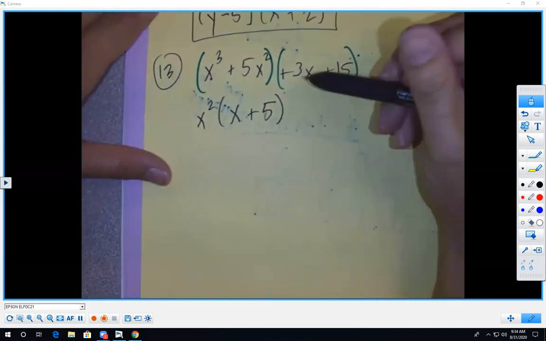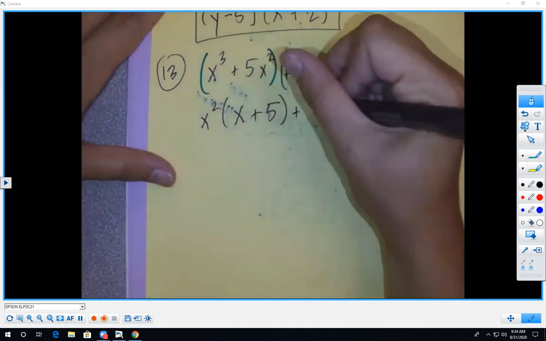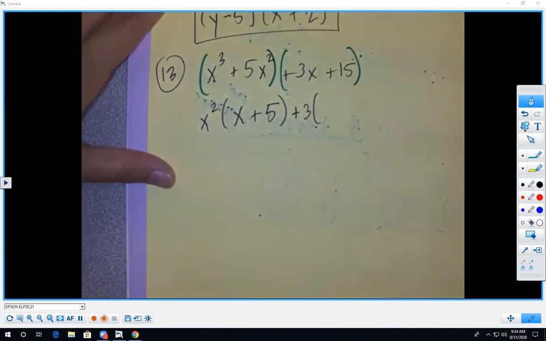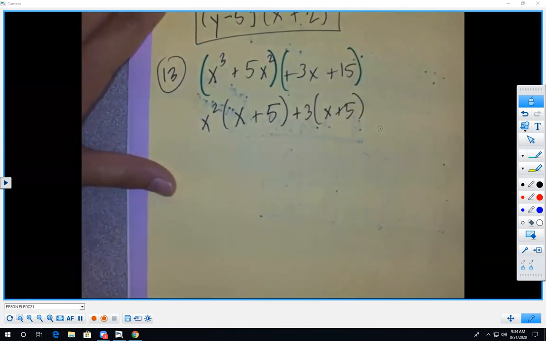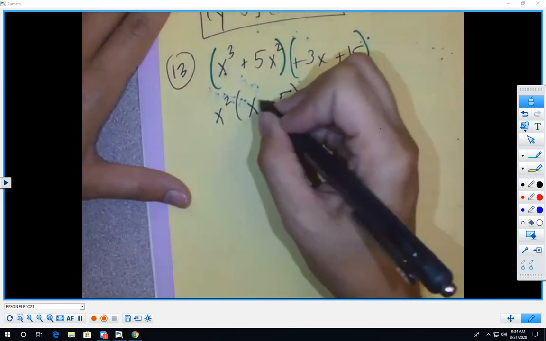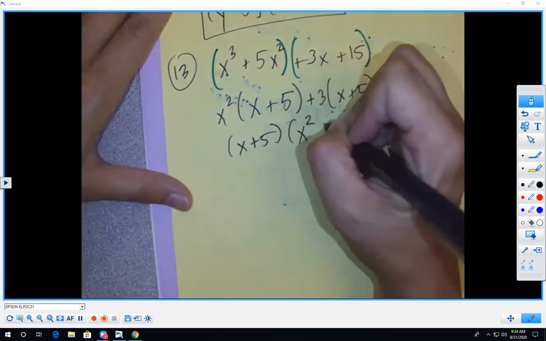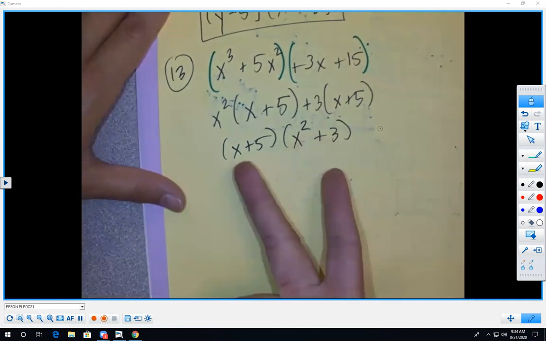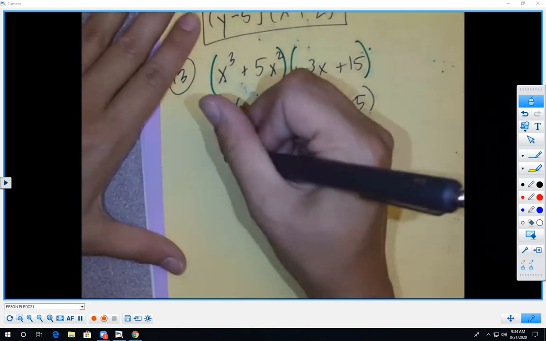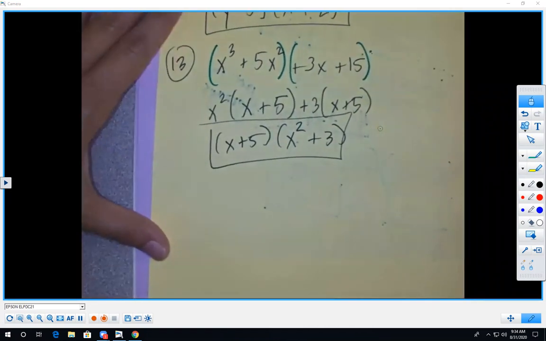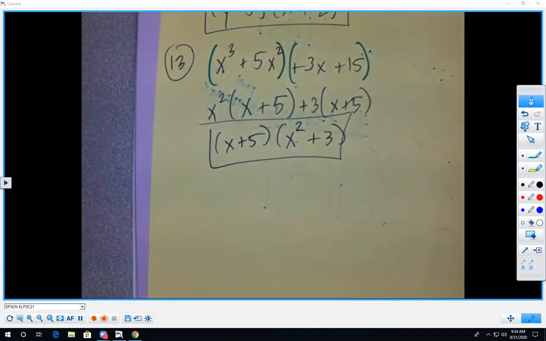The second set of parentheses, 3x plus 15. What's the greatest common factor there? 3. It's a positive 3. And when I take out a positive 3, left over is x plus 5. And then pull out the greatest common factor, x plus 5, and left over is x squared plus 3. Some people write this opposite. They do the x squared plus 3 and then the x plus 5 at the end. It doesn't matter. It's all the same. Okay? That's your answer. Questions about that?